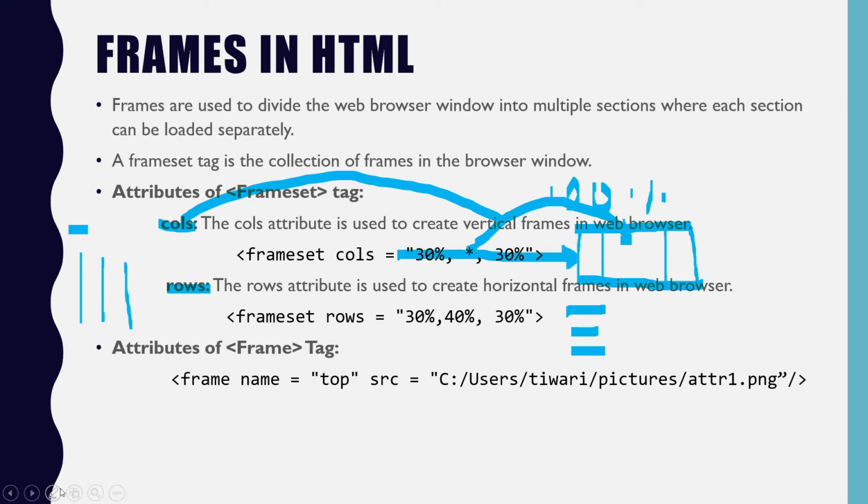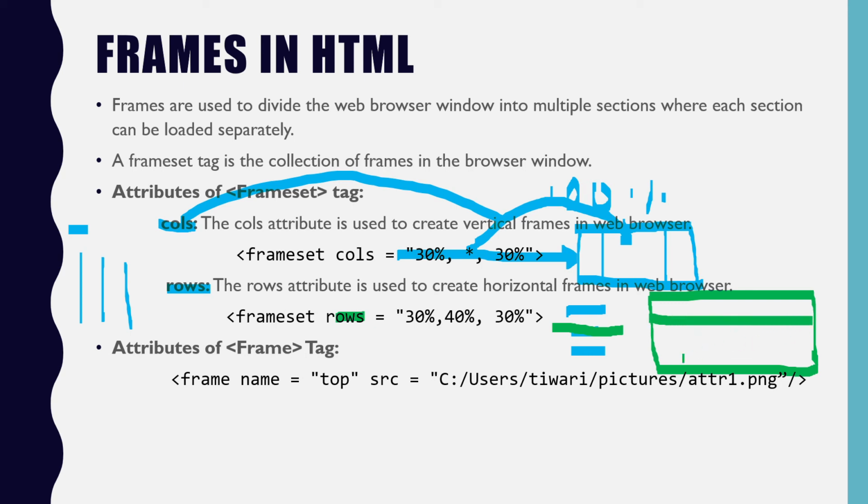Next is rows. Rows will divide your browser window into horizontal frames like this. Here also 30, 40, 30. We have specified rows 30, 40, 30. So how will it work? Suppose this is your screen. The first window will be 30, then 40 for the middle one, and the last one is 30. First one 30, second one 40, third one 30. So this will be the division of your frames.